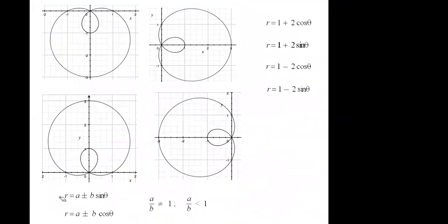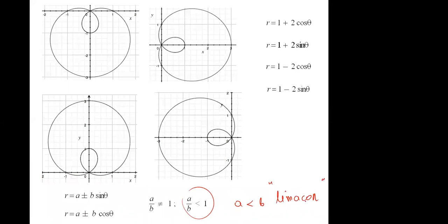Okay, but the general formula looks like this. A, the coefficient A, plus or minus coefficient B, sine theta or cosine theta. And now we remember, if A and B are identical, then it's the cardioid. But if A and B have a relation where B is greater, which actually means, if I multiply by B, if B is greater, it will always be that cardioid with loop.